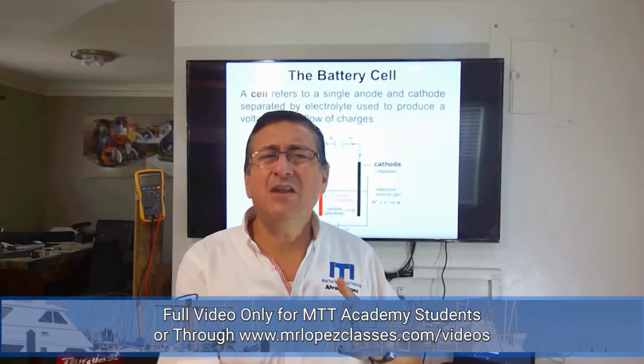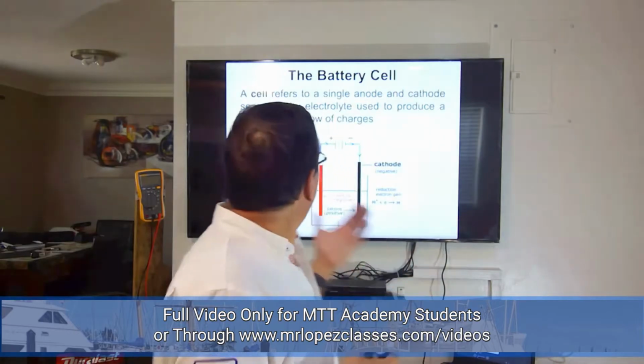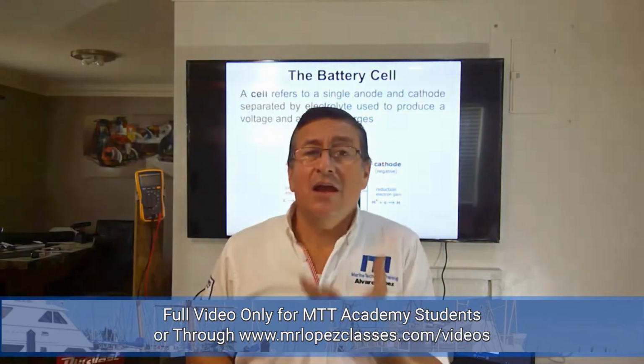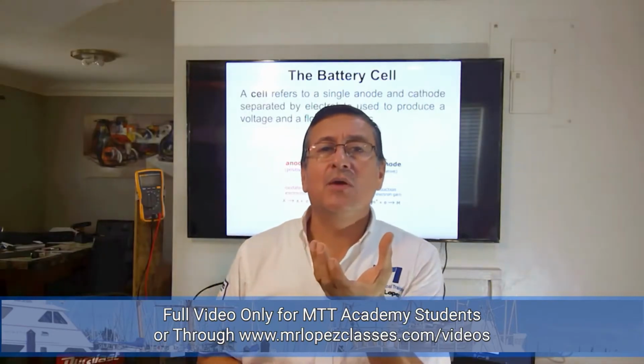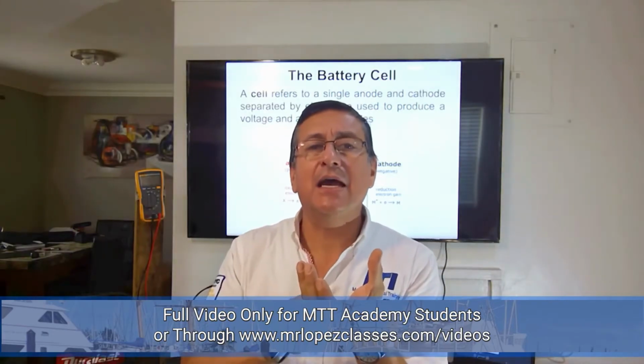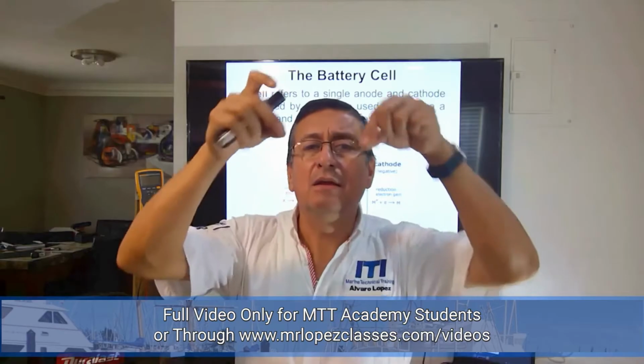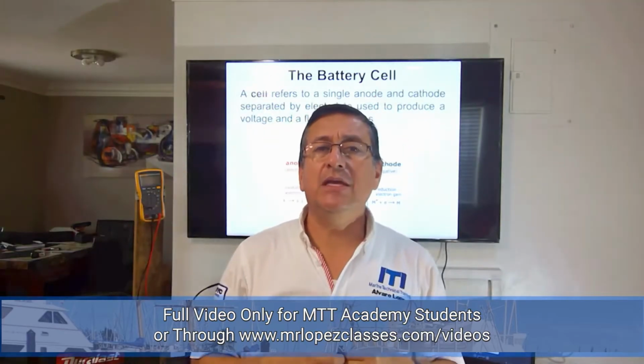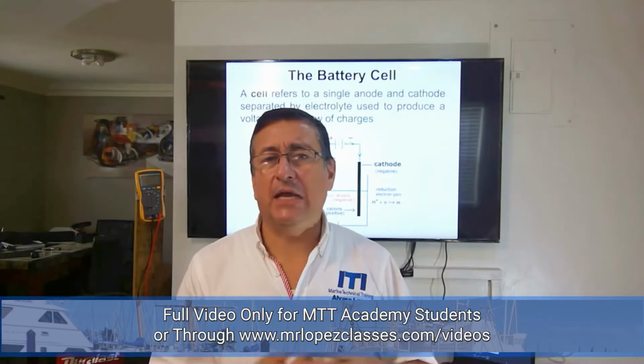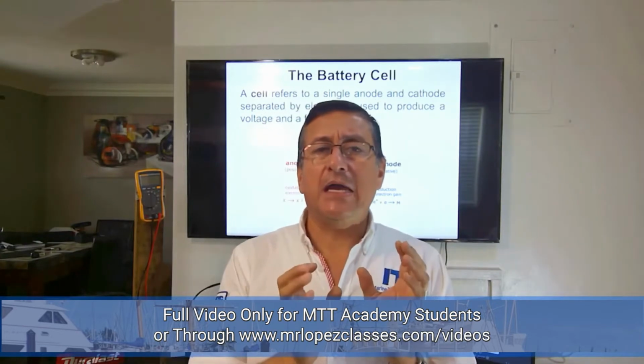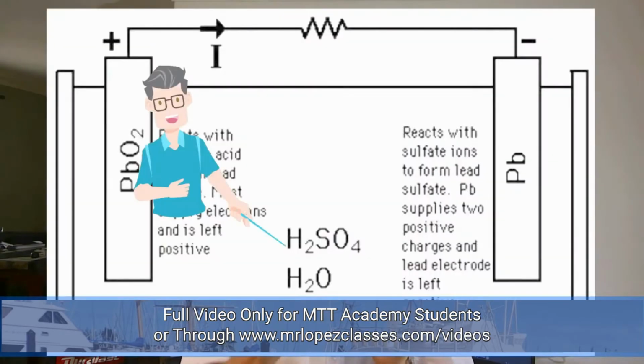And what is the meaning of a cell? A cell is basically one container with an electrolyte inside and two metals suspended in the liquid, in the electrolyte. What is the composition of the electrolyte? The electrolyte is composed of water and acid.